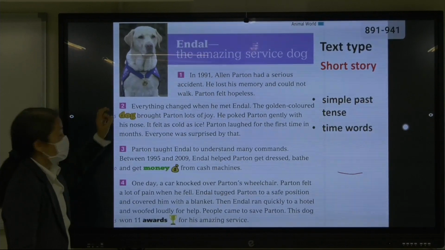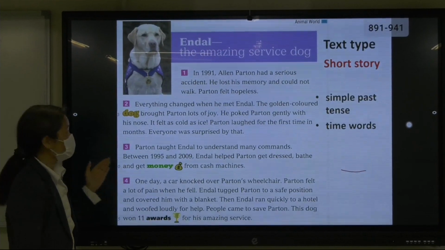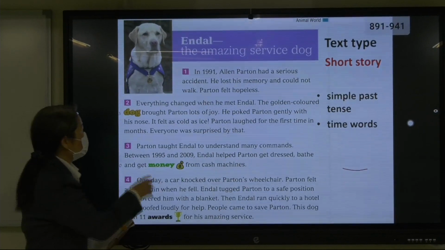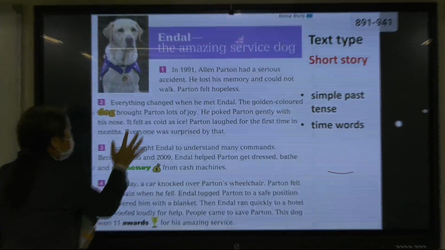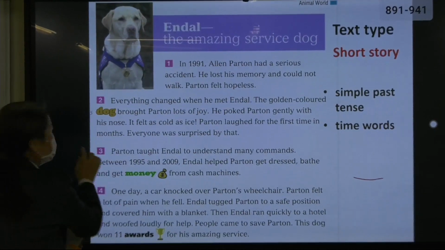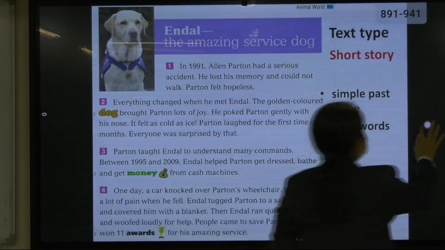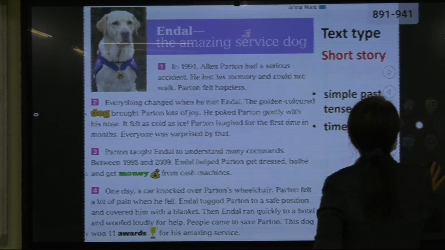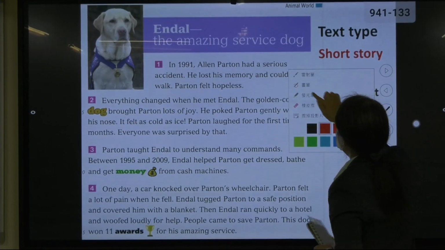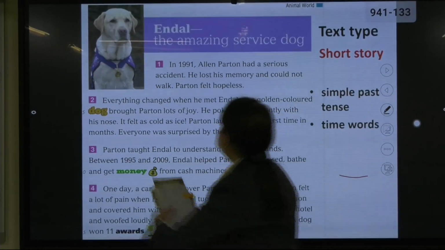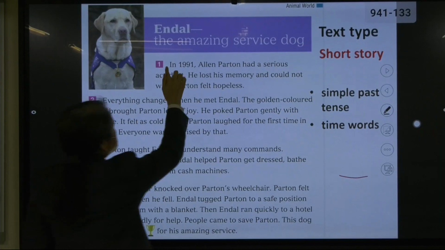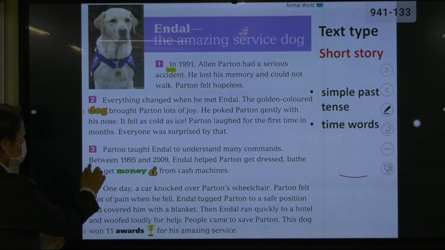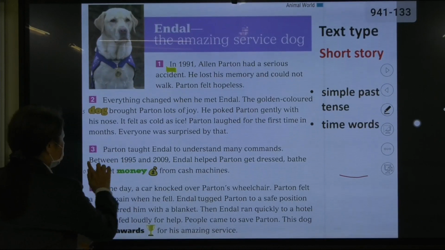Hello everybody. In the passage, we see a lot of time words. Just like what Ms. Csjss said, look at the passage. In paragraph 1, you can see there are some time words here. For example, in. Also, in paragraph 3, between.